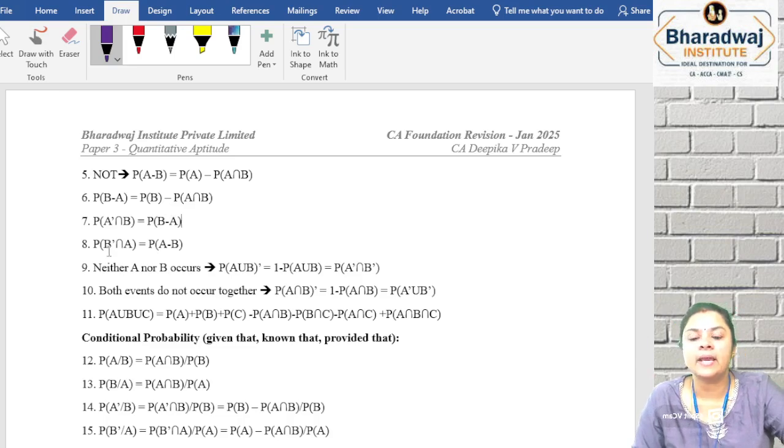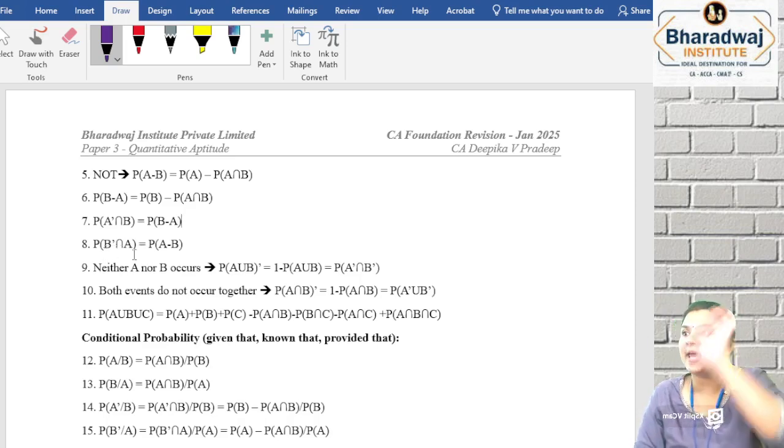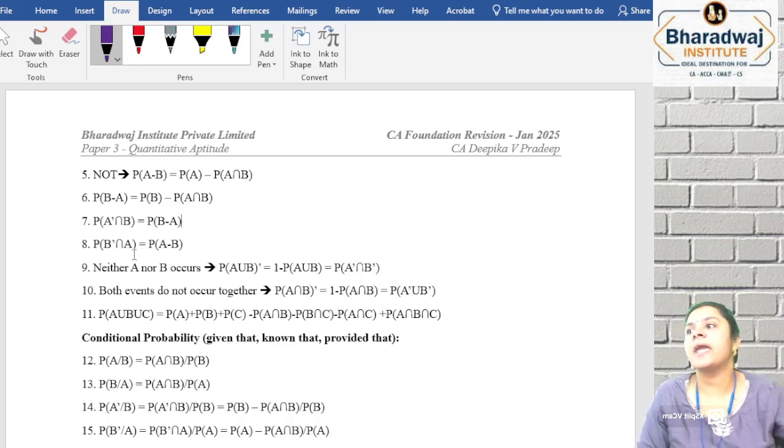Similarly, P of B dash intersection A. I don't want B. I want A. So which means I want A but not B. So A minus B.